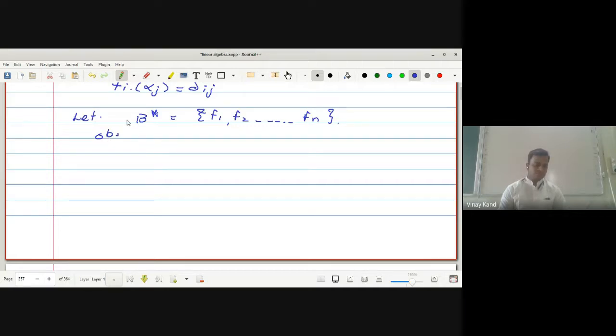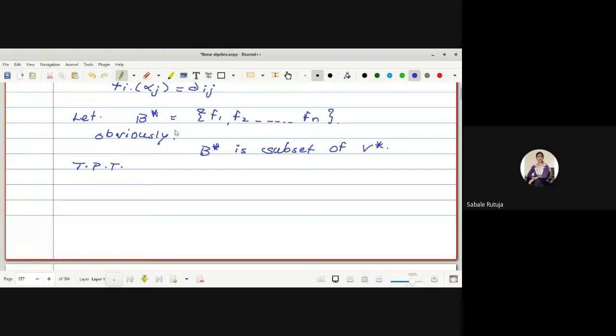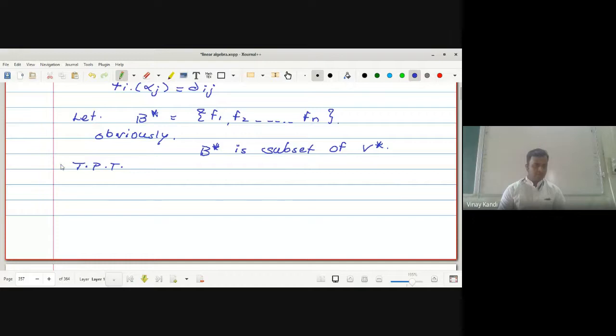Obviously, this B star is what? A subset of V star. A basis of a vector space is a subset of it. Now we have to prove that this B star is the basis. For the basis, we have to prove that this set is linearly independent and this spans the whole vector space V star. So first, to prove that B star is a basis for V star.